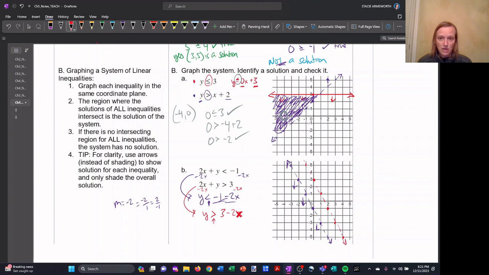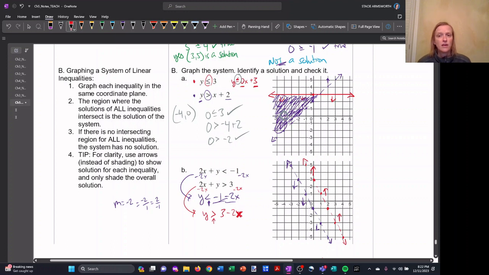So I'm drawing my dotted line, and I want to shade in the region where y values are greater than this expression. I want my y values to get bigger and bigger and bigger, and my y values get bigger as I shade above this dotted line.